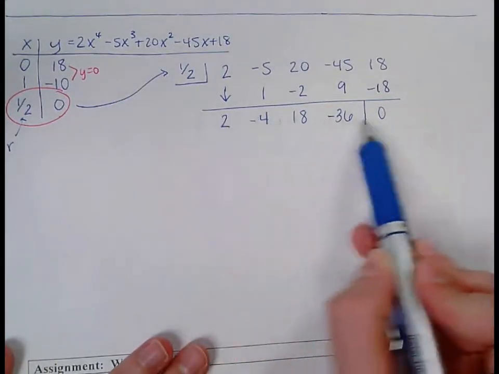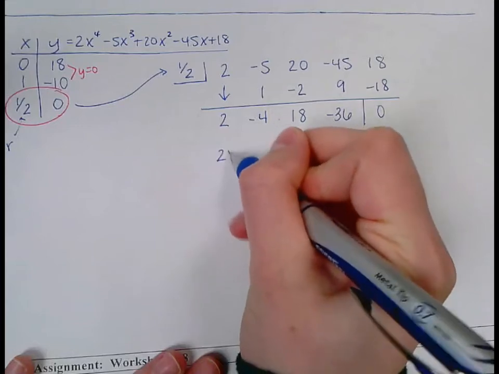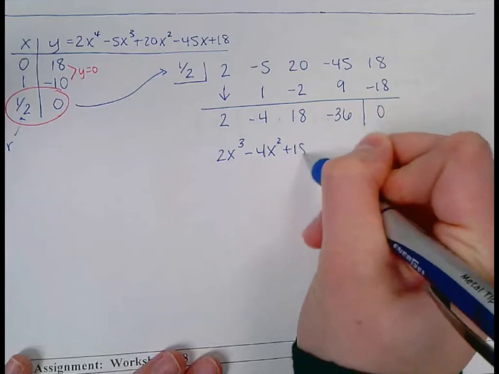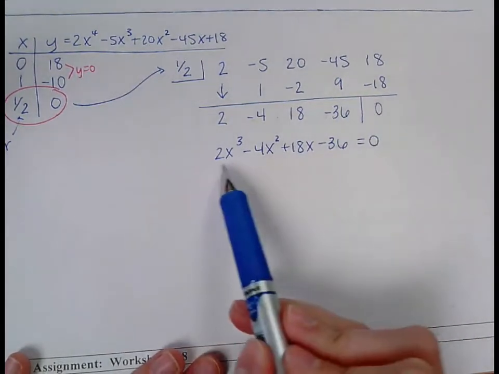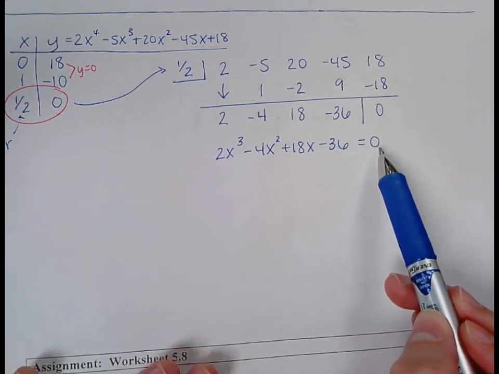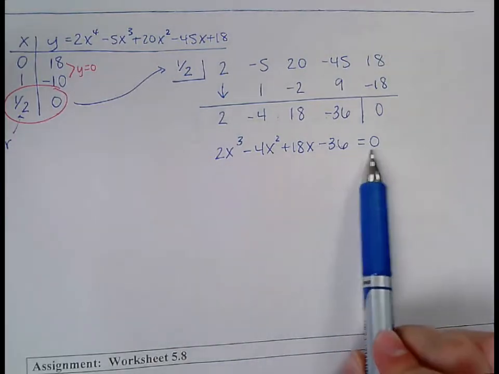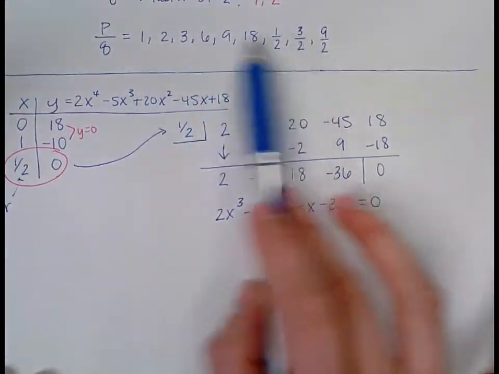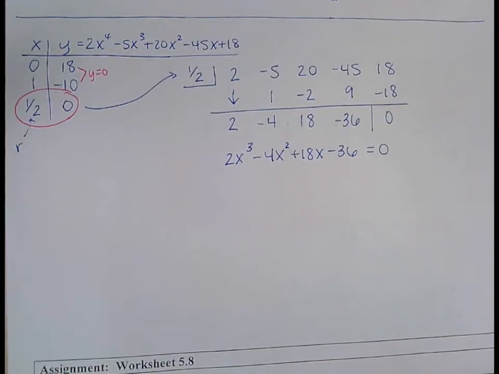Okay, so now what I'm left with as a quotient, I started with x to the 4th, so I now have 2x cubed minus 4x squared plus 18x minus 36. And now I'm really solving that as if it was equal to 0. This is the equation I'm now trying to solve. Okay, and to solve this, I can either keep going, keep trying values from this same list, or I can use other methods that we've learned if they work.